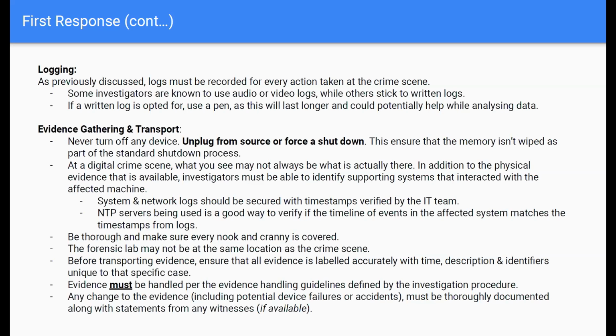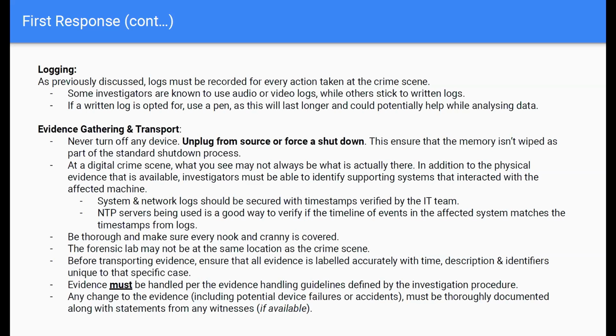NTP servers are usually used by organizations to basically sync time. That basically means every single system in that organization will have the exact same time. There will be no chance of one system saying it's 10 o'clock, the other system saying it's 10:05, the other system saying it's 11. There's no chance of that at all. So syncing all servers to a central NTP server is a good way to make sure that your logs all match up.